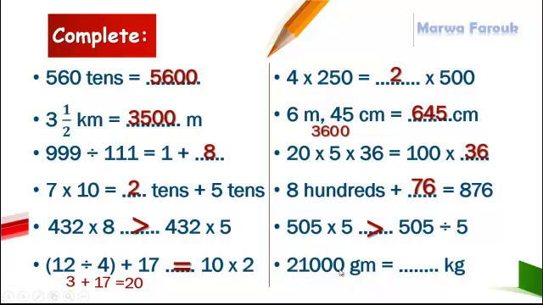Here 21,000 gram equal how many kilogram? When we are converting from gram to kilogram, we are going to remove the 3 zeros. So the answer will be 21 kilogram.